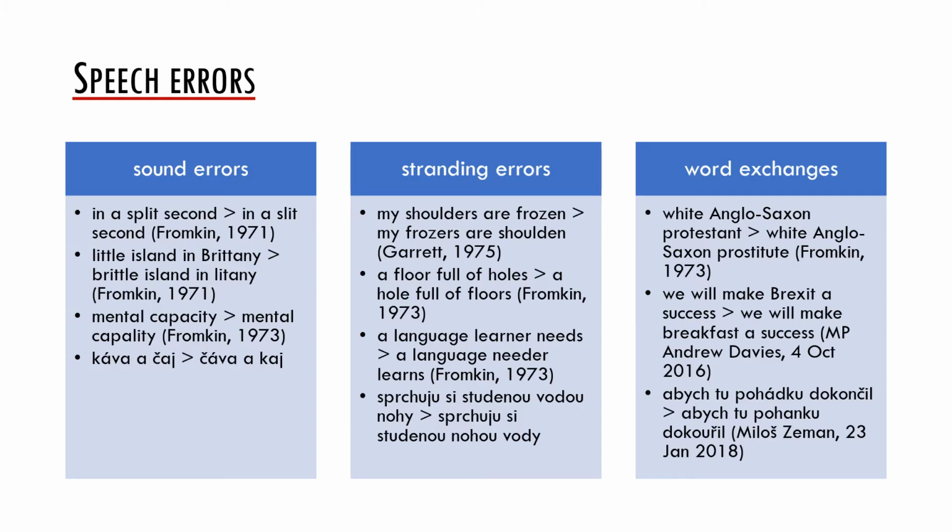The second type are stranding errors, which lie in the principle that two words exchange their position, but their affixes stay in the original position. Examples may be my frozers are scholden instead of my shoulders are frozen, or a hole full of floors instead of a floor full of holes. Or another example may be a language neither learns instead of a language learner needs. Or there is a Czech example, sprchuju si studenou nohou vody instead of sprchuju si studenou vodou nohy, which may be roughly translated as I shower my waters with cold leg.